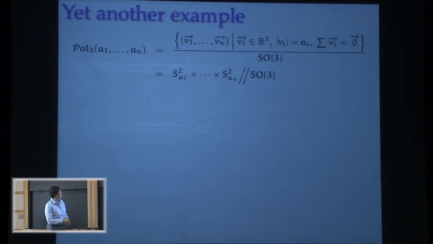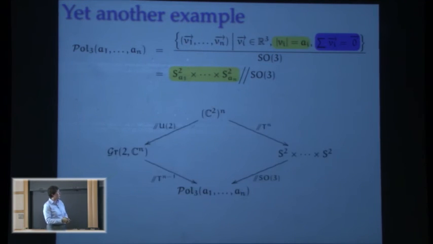Okay, so another example, I said that we would see this as symplectic. It's symplectic because, well, we have this description. We have n vectors in R^3. They're supposed to have length a_i, so that says that we're living in a product of two-spheres. This adding up to 0, it turns out, is just a momentum map condition. That's taking a level set at 0. And then we're dividing out by SO(3). And so this is a symplectic quotient.